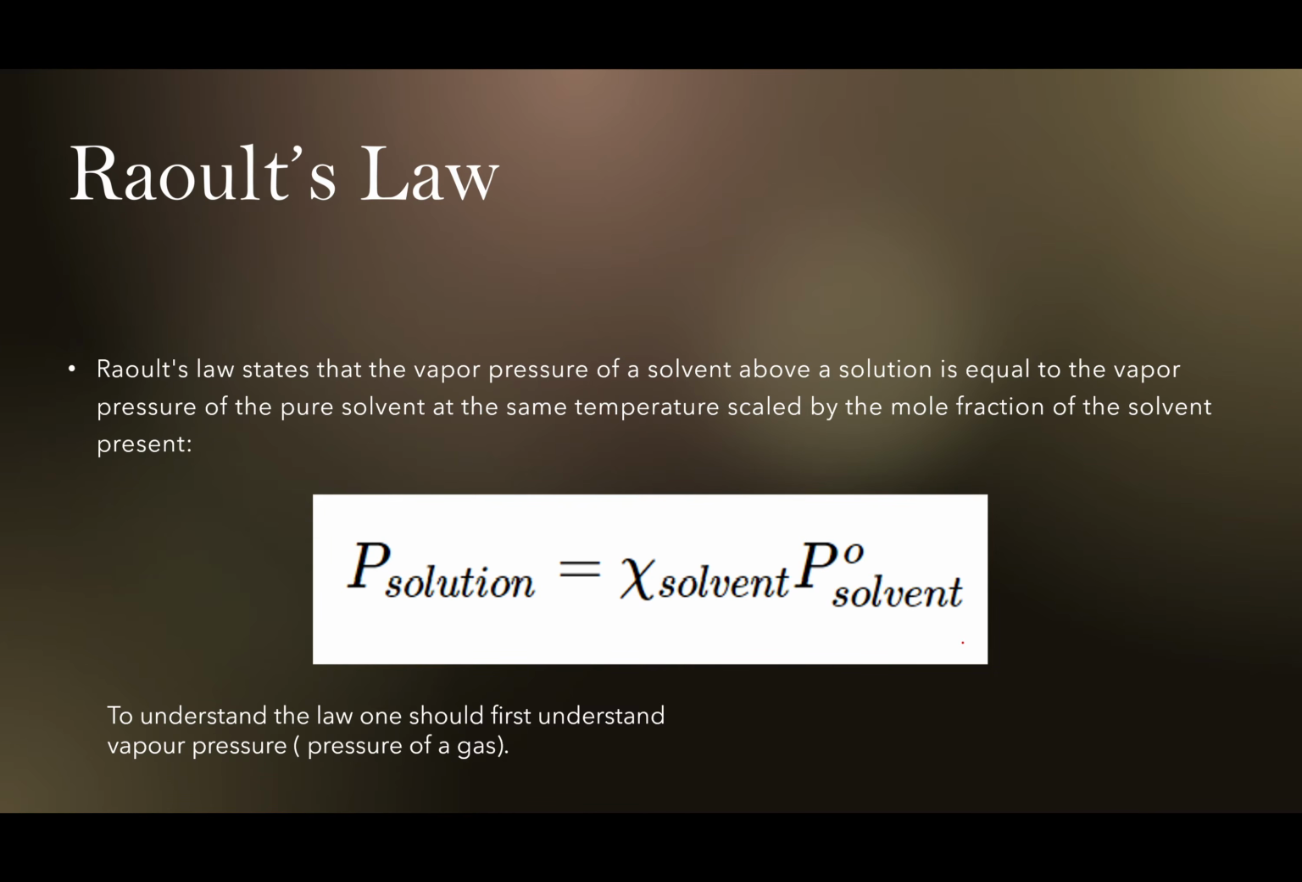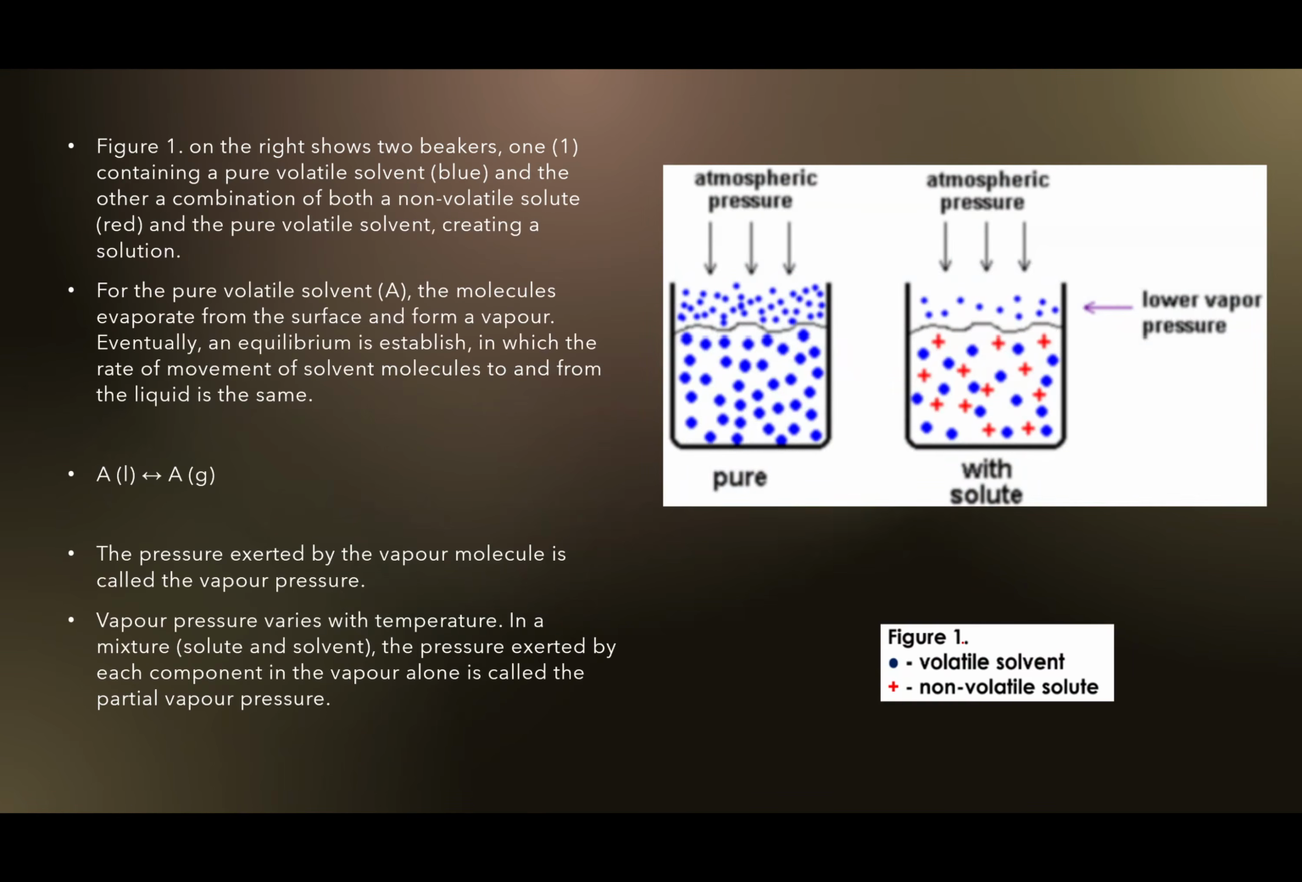I'm restating Raoult's law over and over again. So let's look at this. Figure 1 on the right shows 2 beakers, one containing a pure solvent in blue, and one containing a combination of a non-volatile solute and a pure solvent, creating a solution. For the pure volatile solvent A, the molecules evaporate from the surface and form a vapor. Eventually, an equilibrium is established in which the rate of the movement of the solvent molecules to and from the liquid are the same.